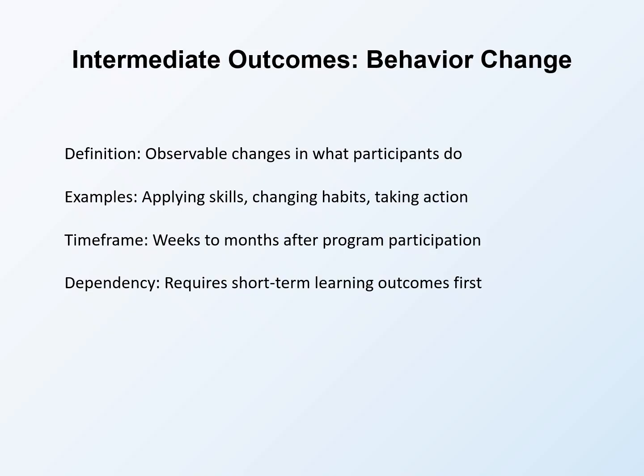Examples of intermediate outcomes include applying new skills learned in training to actual work situations, changing health habits like diet, exercise, or medication adherence, taking action on goals such as applying for jobs, enrolling in school, or seeking services, and adopting new practices at home or work that reflect what was learned. The time frame is typically weeks to months after program participation ends.